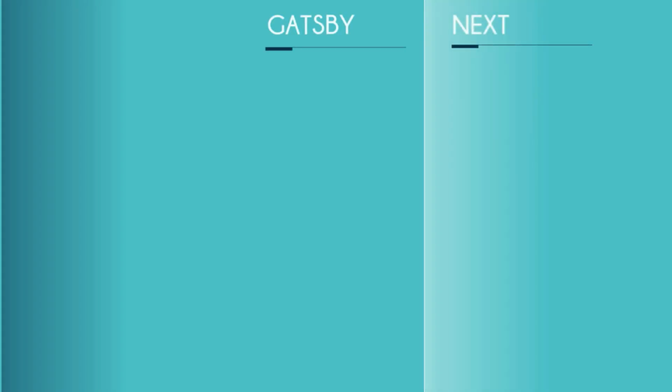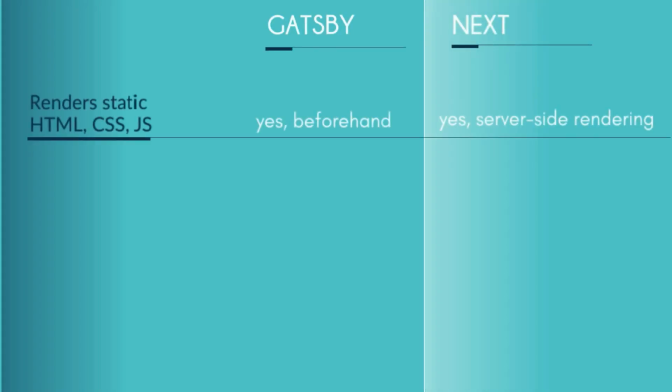So, what are the big differences? Gatsby pages are statically rendered and generated beforehand. But if you use Next.js, then the pages will be dynamically rendered. Next uses server-side rendering. The Next.js server is running in Node.